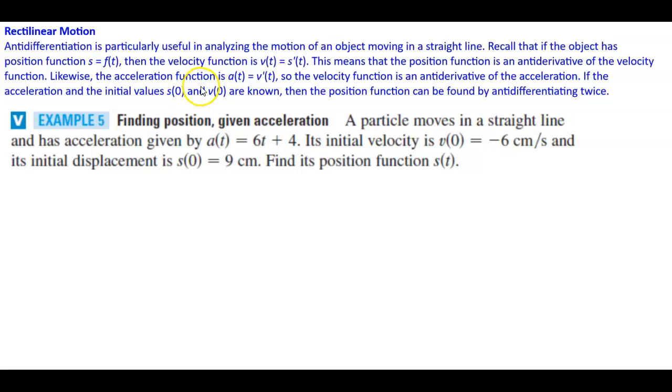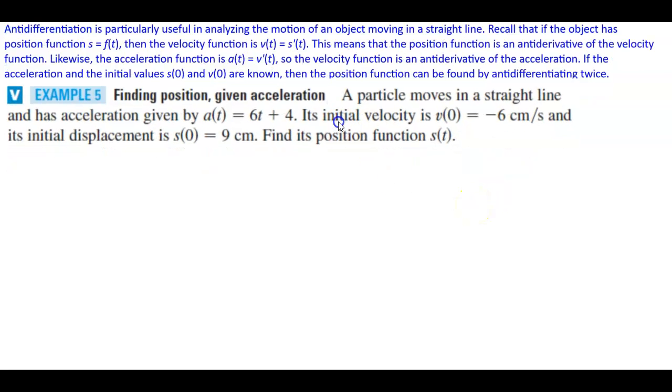Likewise, the acceleration function is a of t equal to v prime of t. So the velocity function is an antiderivative of the acceleration. If the acceleration and the initial values of s of 0 and v of 0 are known, then the position function can be found by anti-differentiating twice. So for example 5, we want to find the position given acceleration.